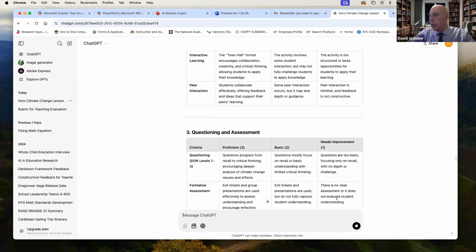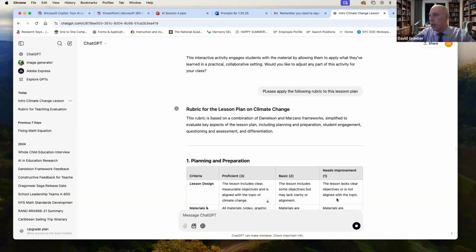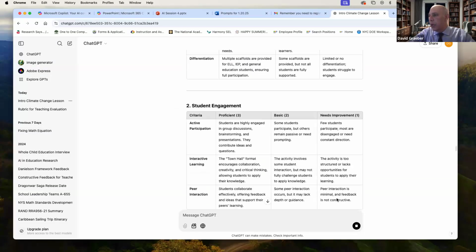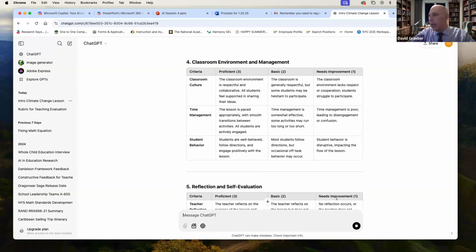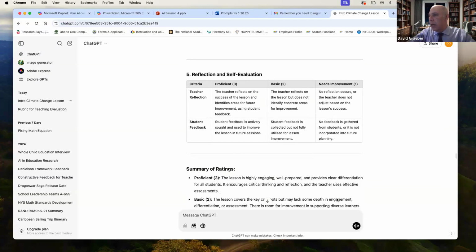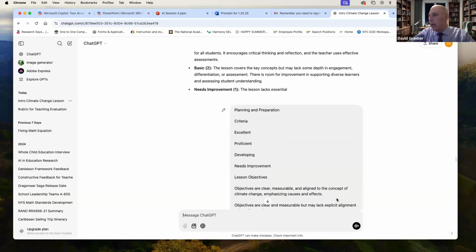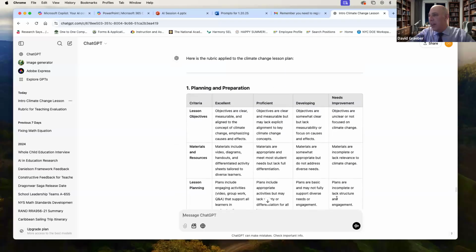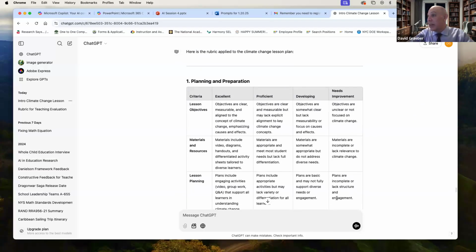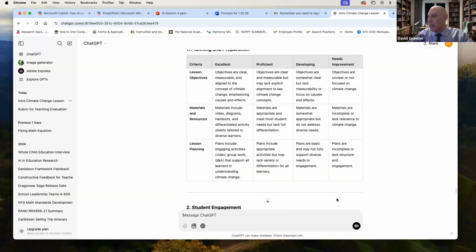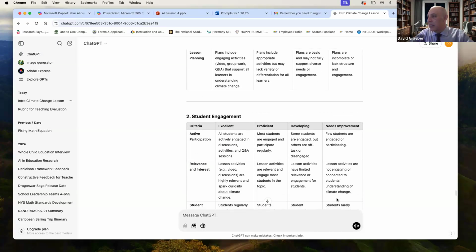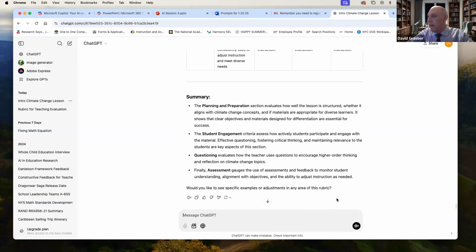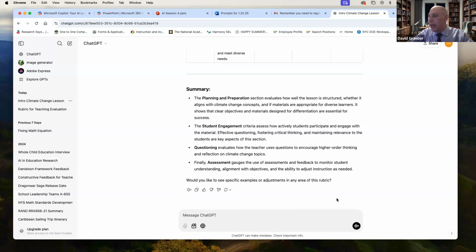Look at this. Took the rubric and applied it, right? And here's the rubric applied to the climate change lesson plan. And it provides a summary at the end.